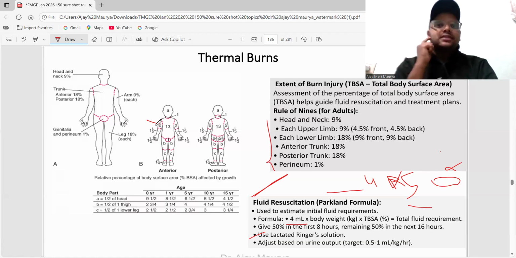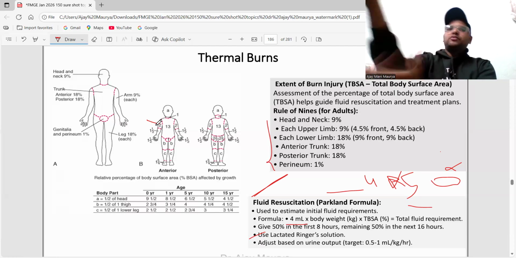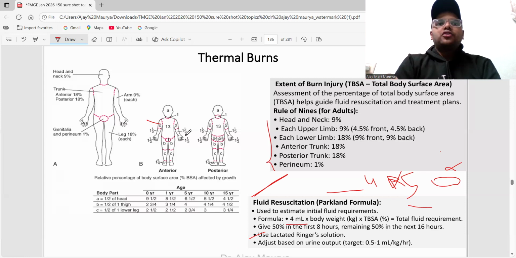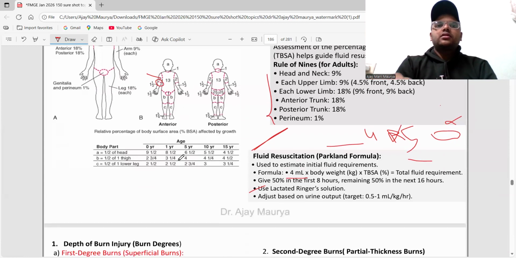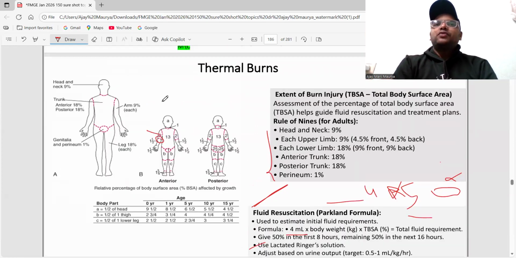1.5, how much is the... 1.5 is anterior, okay? Meaning half of the 1.5 is the anterior and the posterior. So this is how you have to divide this one. Okay, done. Don't worry, I will send one question in our group and you have to solve that one.